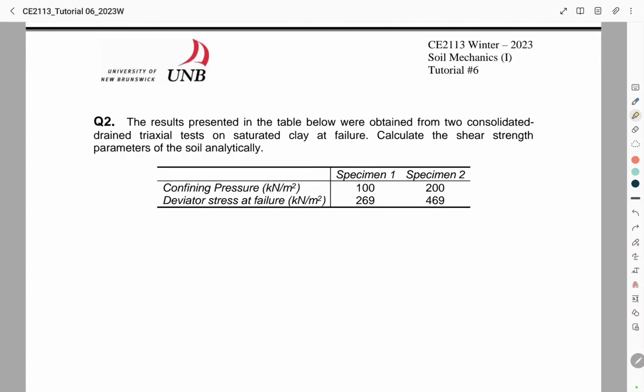This second question, the type of the test is consolidated drained. So as I explained in the first video, when the triaxial test is drained, u is equal to 0, and sigma 3 is equal to sigma prime 3, and sigma 1 is equal to sigma prime 1, which is equal to sigma prime 3 plus delta sigma d at failure.